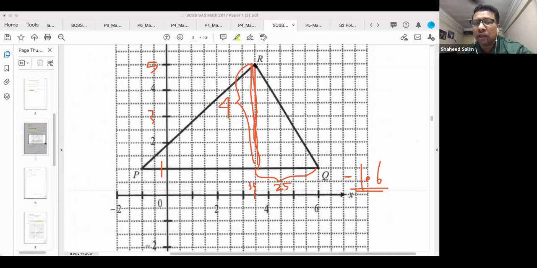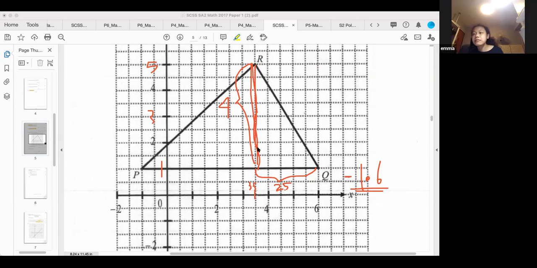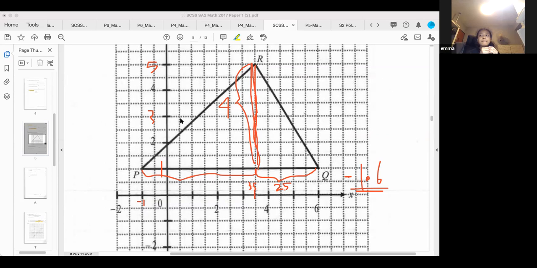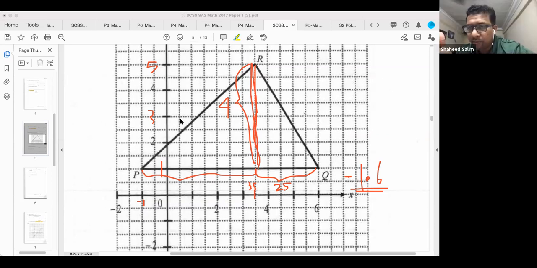So they say, hey, how to find the gradient of this line? Vertical height divided by horizontal length. So this is 4, down here to here is something. Let's see, this one minus 1. So 1, 2, 3, 4, 4.5. So 4 divided by 4.5. But it's positive. Okay.